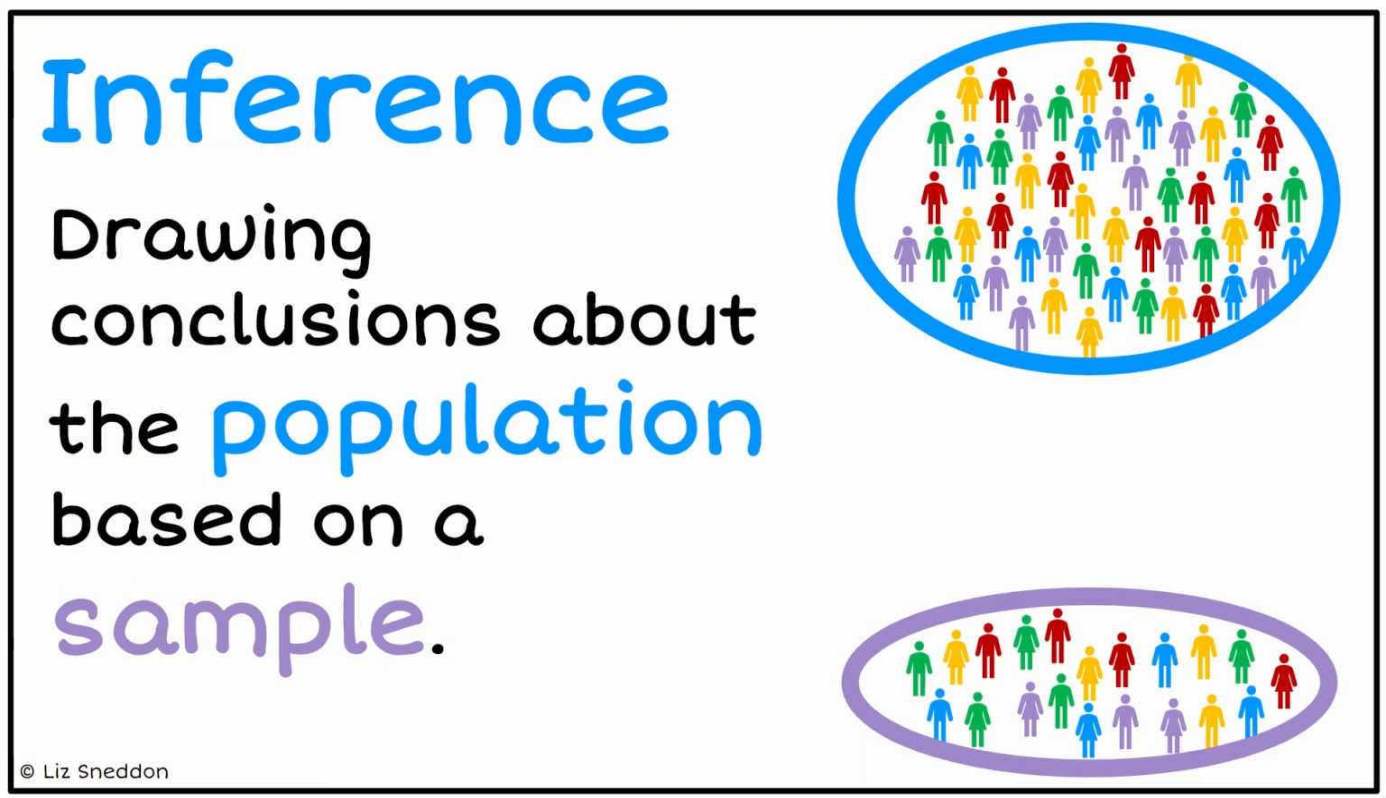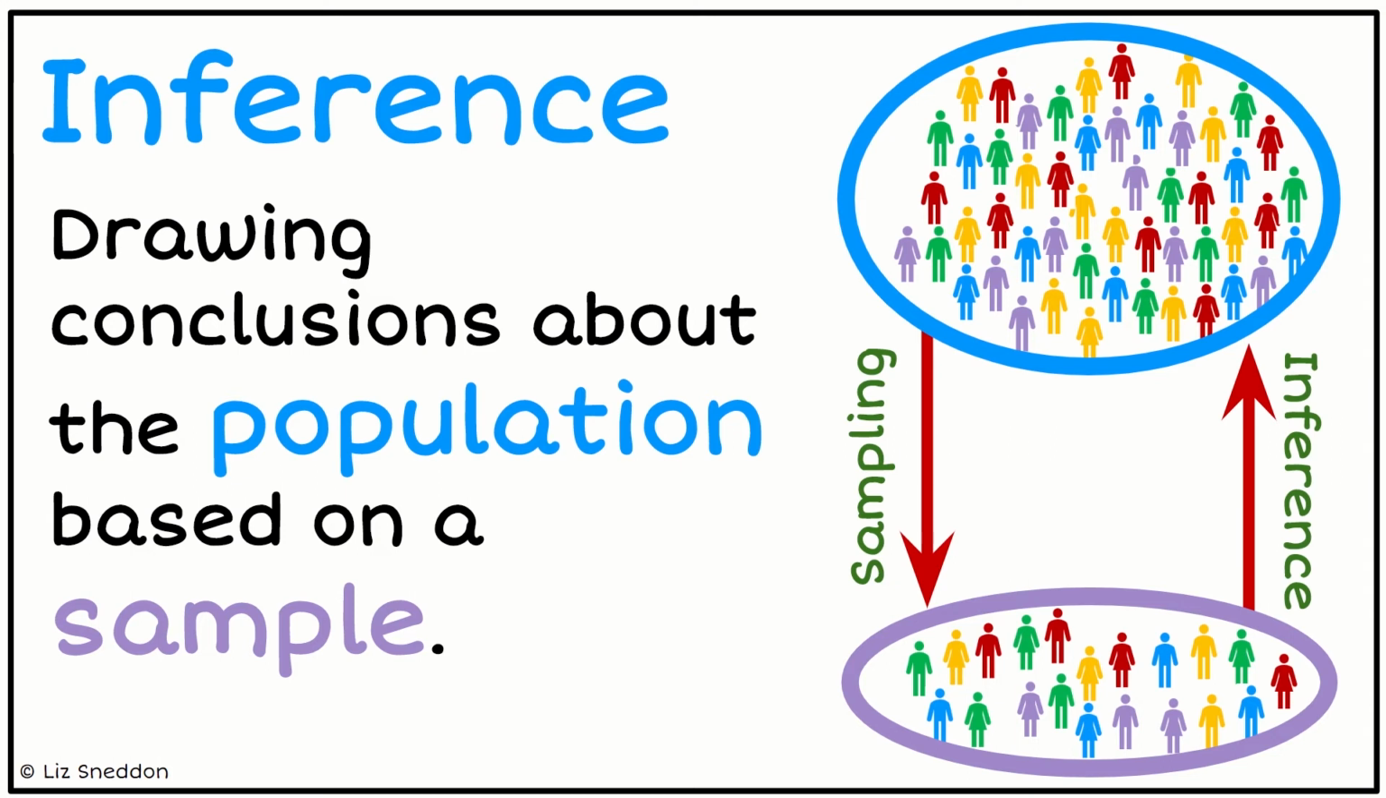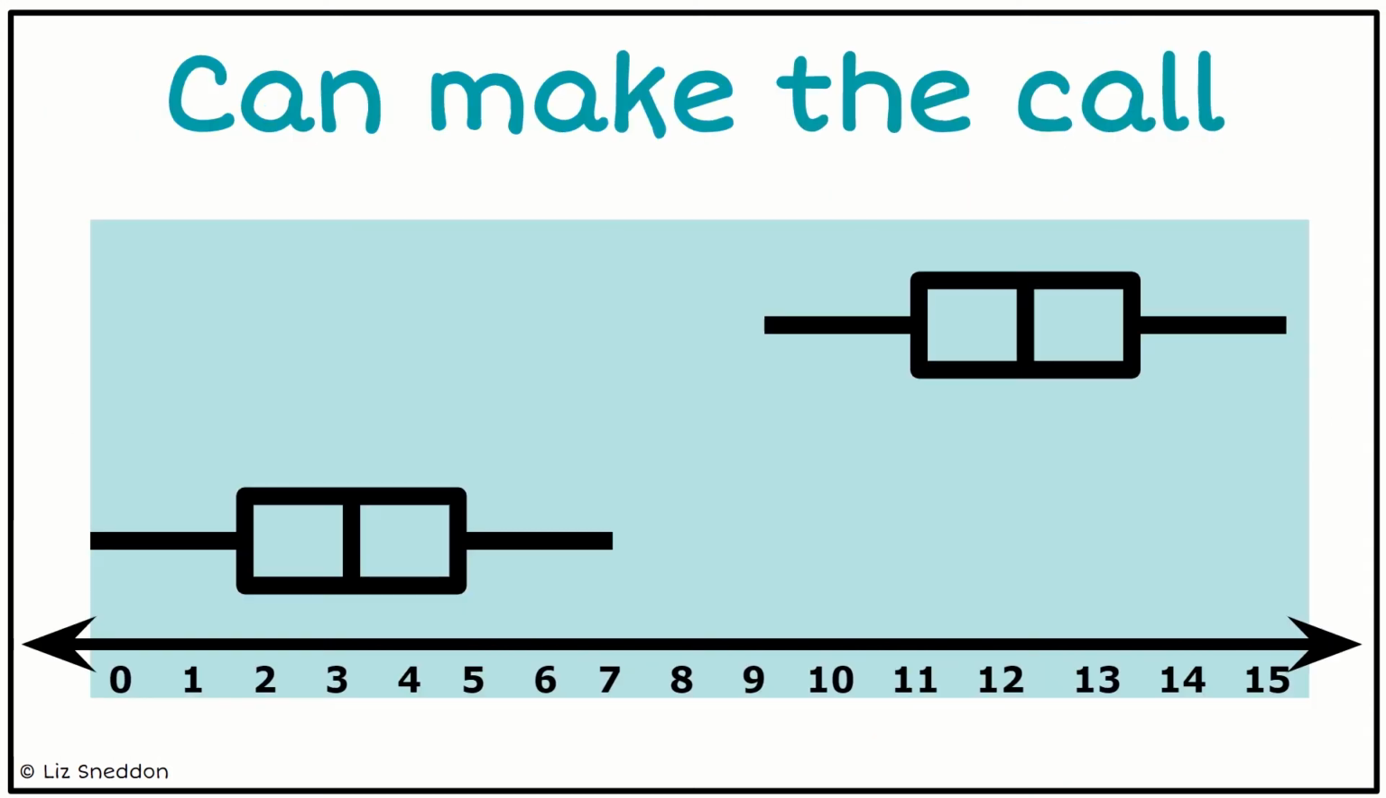So we've got this idea of our population up top and we've got our sample down the bottom, and we started by taking a sample from our population in order to understand. Now we're going to use that sample information to make an inference about the population. So let's look at a couple of situations.